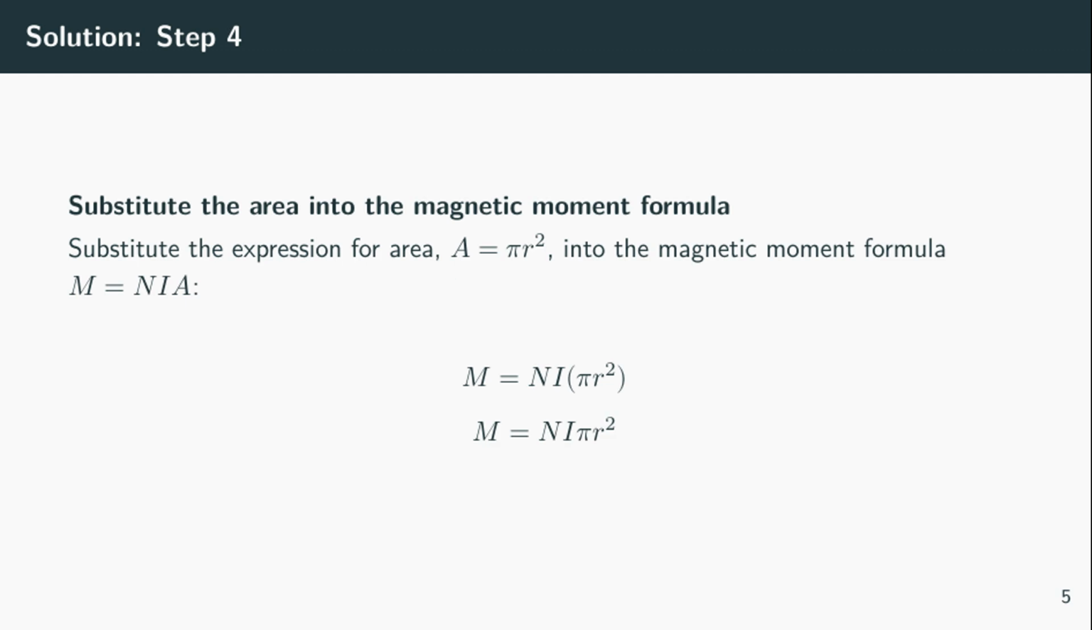In step 4, we are going to substitute that area formula into our magnetic moment formula. So we take A equals pi r squared and put it into M equals NIA. That gives us M equals NI times pi r squared. We can write that a little more cleanly as M equals NI pi r squared.